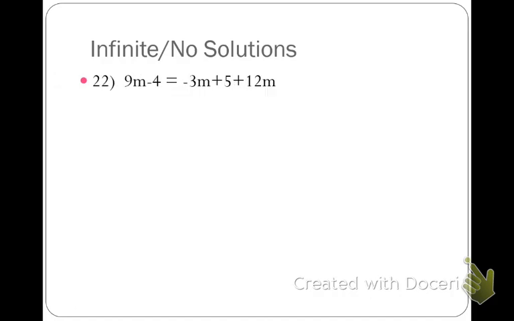Okay, let's take a look at the next one. 9m minus 4 equals negative 3m plus 5 plus 12m. See what happens when we try to solve this. Well, first we're going to combine these like terms, right? We want to simplify each side of the equal sign. Negative 3m and 12m get you 9m.